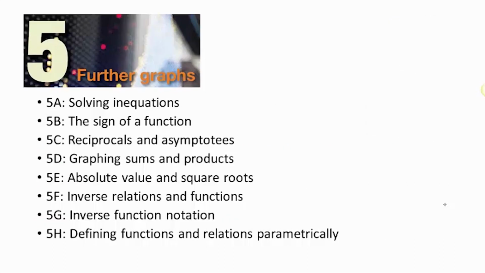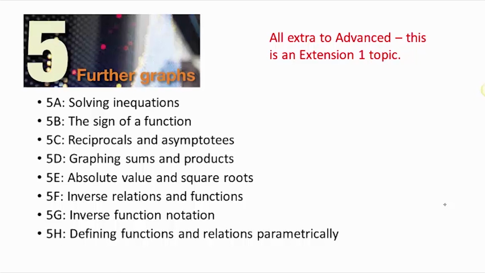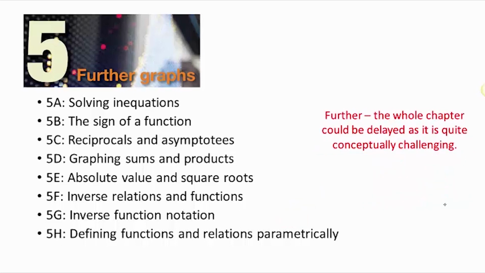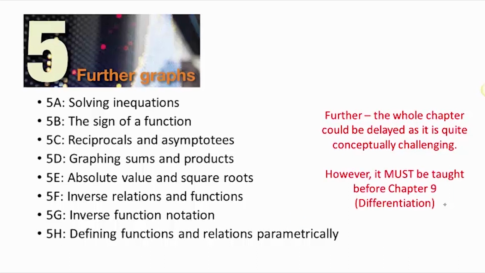Finally then, let's look at chapter 5. So this is the extension 1 only chapter. It's quite a large chapter. There are some complicated ideas in this chapter. It's all extra to advanced. It's worth noting section 5a requires trigonometric functions of a general angle, and it requires the Pythagorean identities to fully understand what's going on there. So it could be delayed until after the trigonometric chapter, chapter 6. In fact, the whole chapter could be delayed as it is quite conceptually challenging, but you do need to teach it before chapter 9, which is on differentiation.